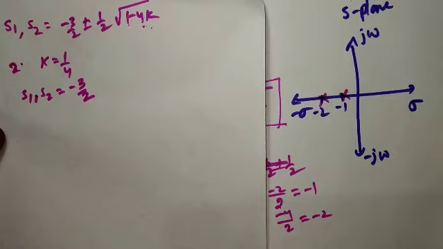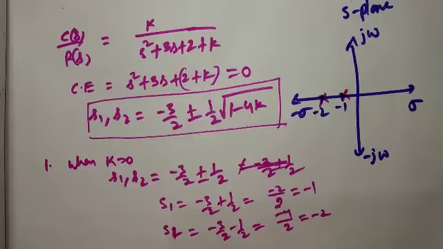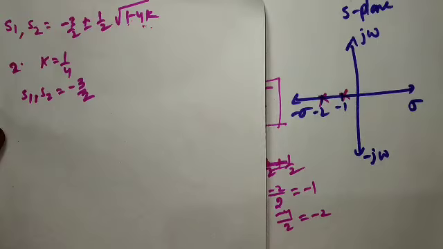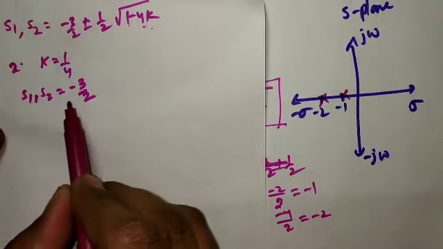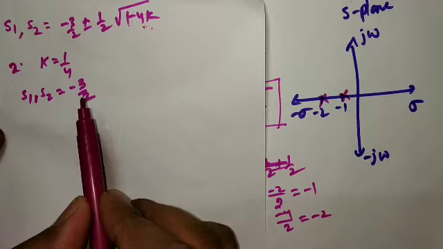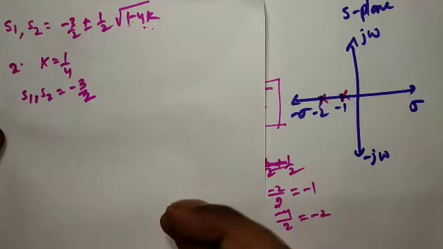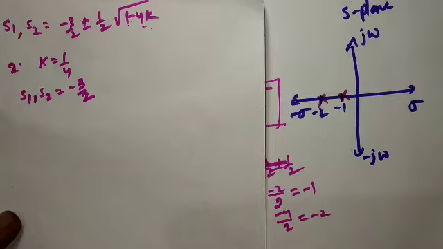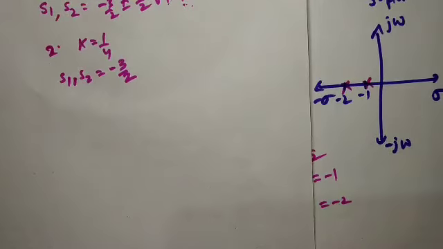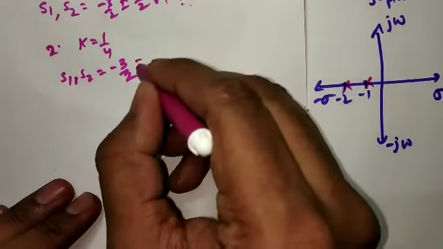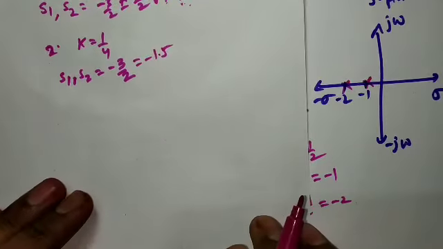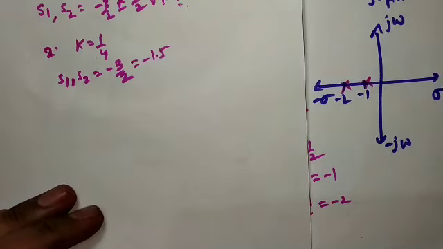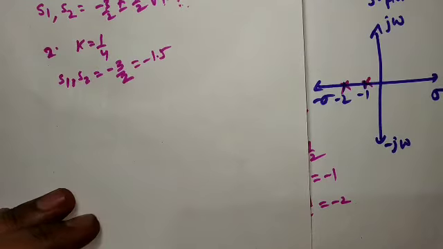In the last case, when k is equal to 0, your roots are real and unequal, so your system is overdamped. Now here the roots are real and equal, so your system is critically damped. Looking at the roots, minus 3 by 2 means minus 1.5, minus 1.5. So here roots are real and equal.